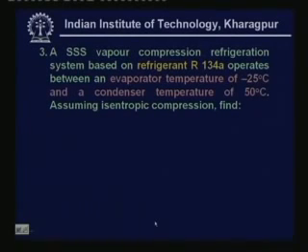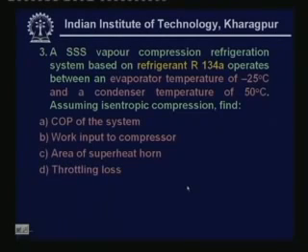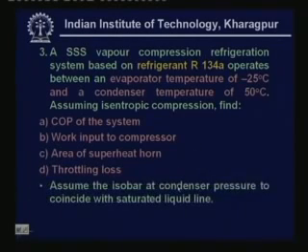So, let me explain the third problem. The third problem is another simple problem. This is a saturated single stage cycle, an SSS vapor compression refrigeration system based on refrigerant R134A, which operates between an evaporator temperature of minus 25 degrees centigrade and a condenser temperature of 50 degrees centigrade. So, evaporator and condenser temperatures are specified, and assuming isentropic compression, we have to find COP of the system, find work input to compressor, find area of superheat horn, and finally find the throttling losses. Okay. And assume that the isobar at condenser pressure coincides with the saturated liquid line. So, this is the information given to us.